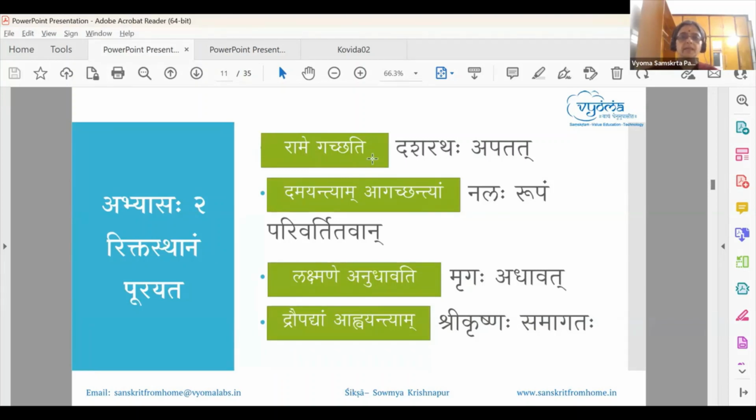So Rame gacchati Dasharatha apatat. So when Rama was going, Dasharatha fell. So apatat is in past. So we say when Rama was going, Dasharatha fell.